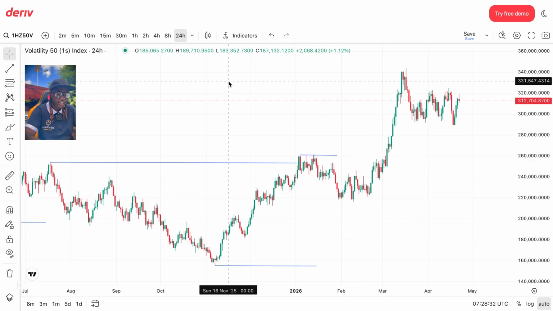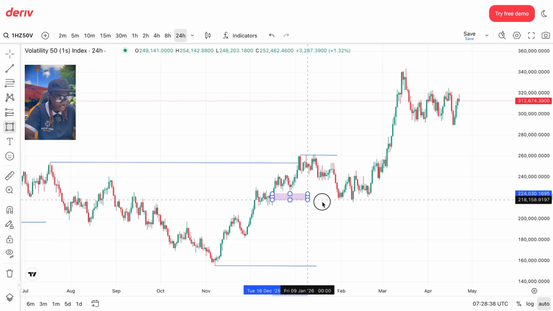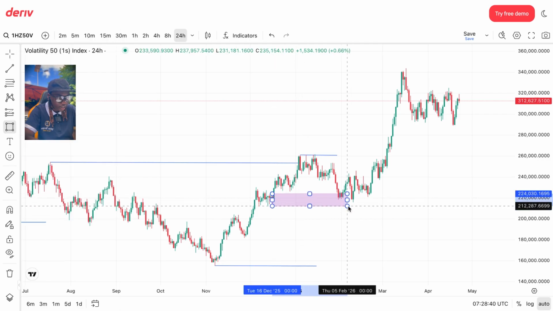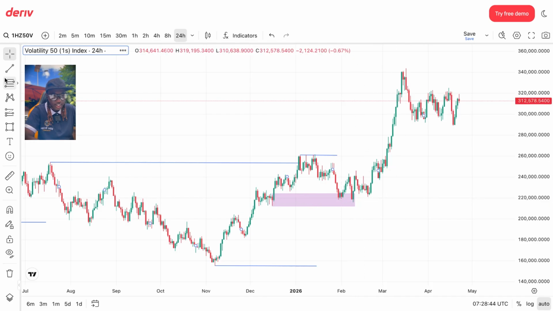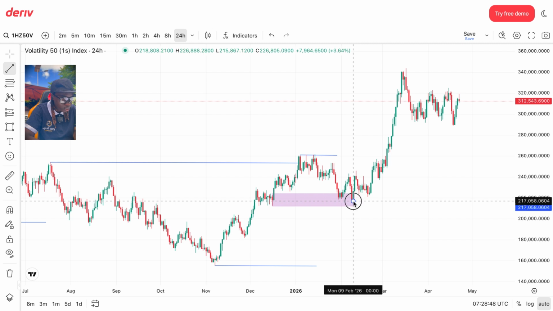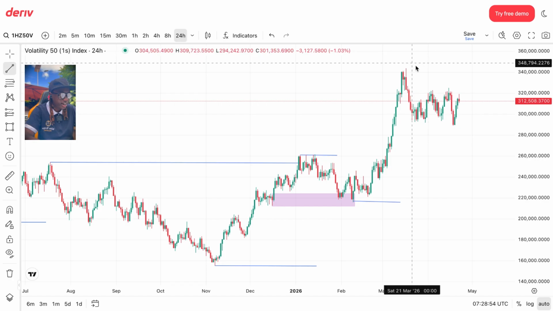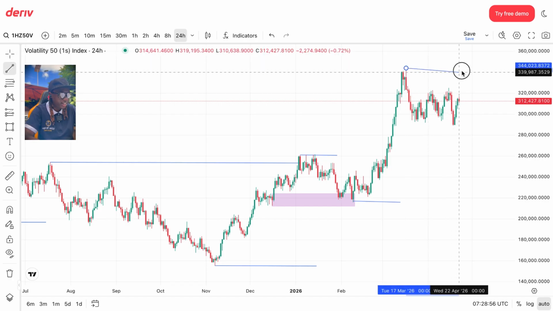So after price gave us that high, you can see price came and reacted in our demand zone somewhere there, and we had a very clean buy that went past our previous high. So it gave us a new higher low, giving us a new higher high. So like that, and that is our 24 hours.